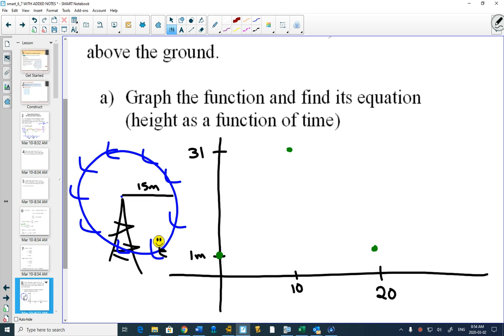Right, because our radius is 15, so our diameter would be 30. And so our amplitude's going to be 15. That means I know my center line's right at 16. And when are you going to be on the center line? At what times? At 5 and 15.